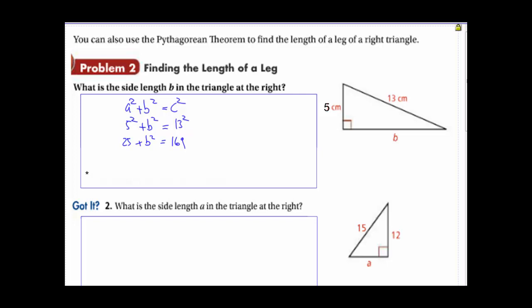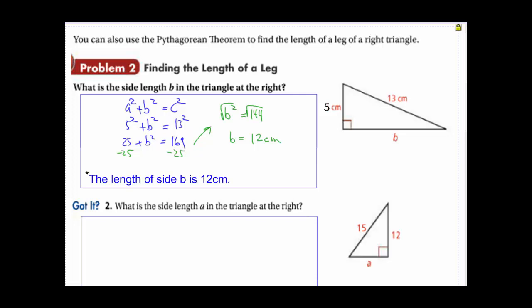So we need to move this 25 over to the other side by subtraction. By doing that, we're going to get b squared is equal to 169 minus 25, which is 144. Now, if again we take the square root, b is going to equal 12 centimeters. So the length of the side b is 12 centimeters.